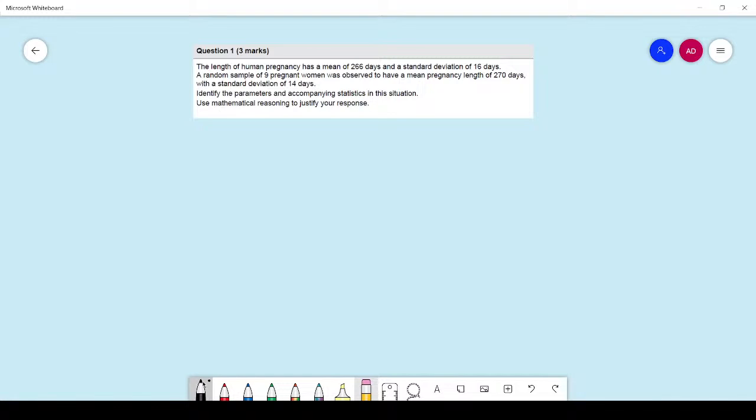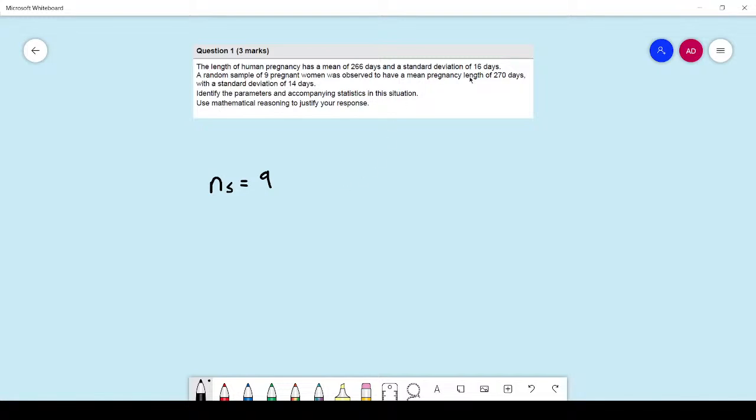It's actually a poorly worded question here. You guys might have a better interpretation than me, because you have much better context, but I think they just want us to list the variables, and I'll explain them a little bit. So a random sample of 9 pregnant women, right? For the sample, n, the variable representing sample size, is going to be equal to 9.